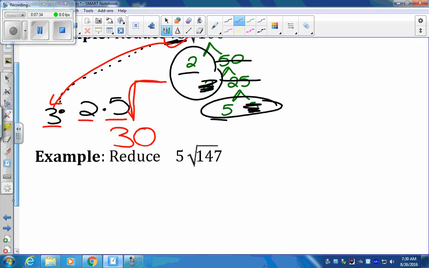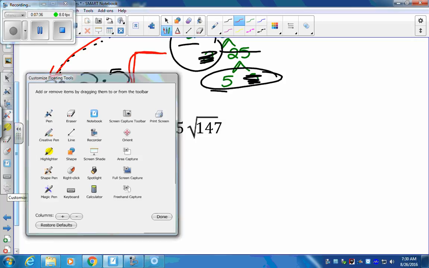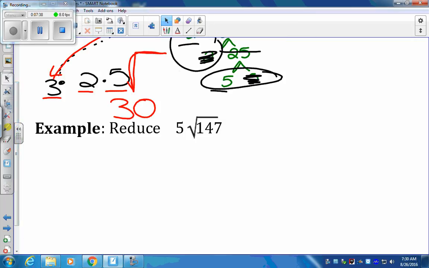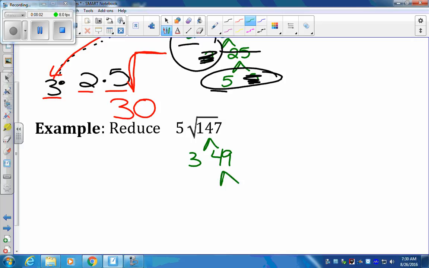All right, our next example. Oops, sorry. We're going to break down the 147. Okay, so if I do 147 divided by 2, I don't get a whole number, I get a decimal. So 2 doesn't work. It's not divisible by 2. So try your next prime number. Try 3. I notice I'll get 3 and 49. Okay, 49. 2 does not go into 49. 3 does not go into 49. 5 does not go in, but 7 does. 49 breaks into 7 and 7.